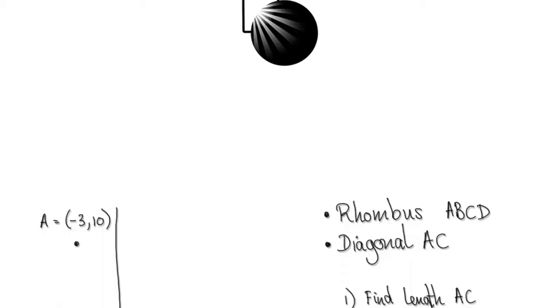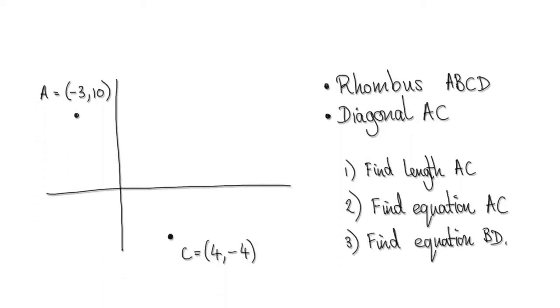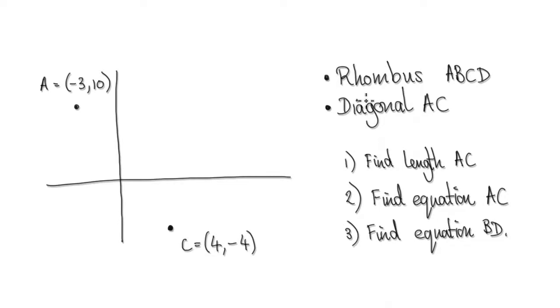In this video we're going to look at a grade 10 exam question. So you're told that you've got a rhombus ABCD. Remember, a rhombus is when all the sides are of the same length. So for example, this length is the same as this, same as this, same as this.